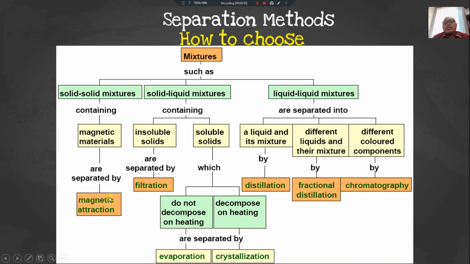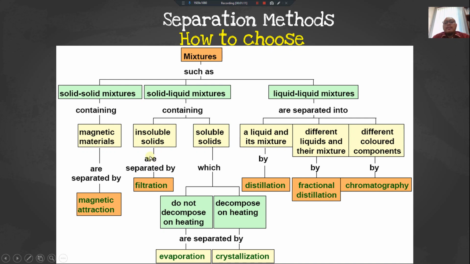If, for example, it is a solid mixture but doesn't have magnetic material, how do you separate them? You need to separate them based on their density, for example, or maybe based on their sizes. So that's why I'm saying it's not necessarily limited to what is actually printed over here. You need to think carefully and critically.